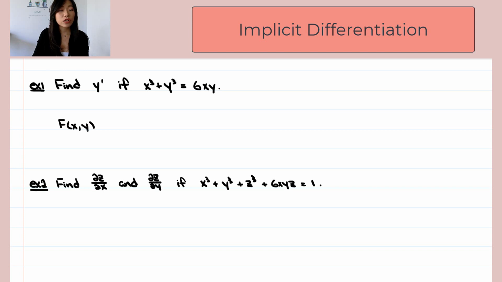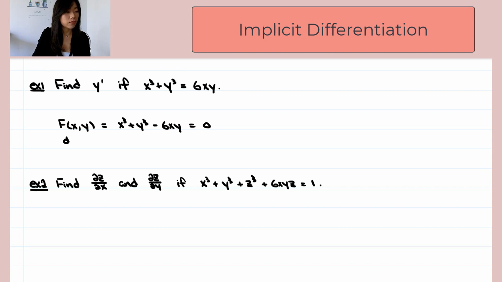And to use the equations that we just derived, I need to have this function equal to 0. So I need to move the 6 times x times y to the left-hand side. So I define the function as x cubed plus y cubed minus 6 times x times y, and this equals 0. Then I can use the equation that we derived.